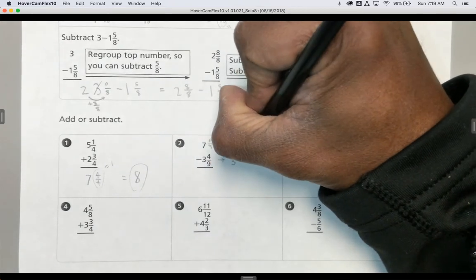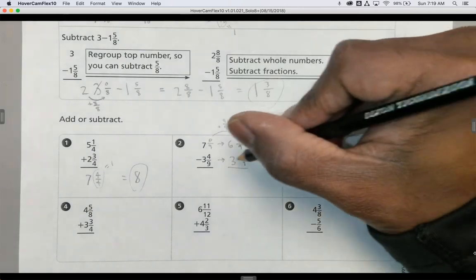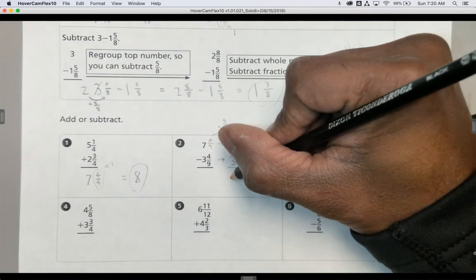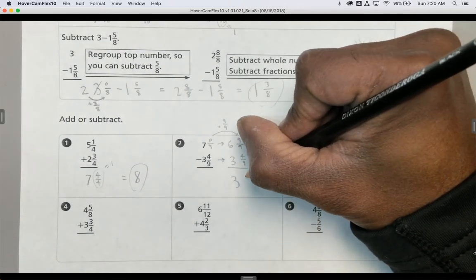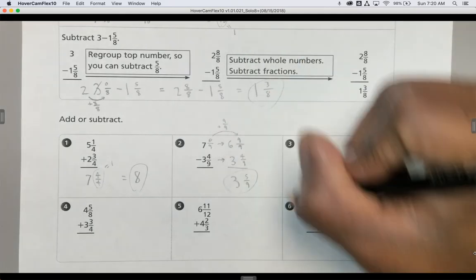This mixed number can stay the same. Now let's finish the job. Whole numbers first. 6 minus 3 is 3. 9 over 9 minus 4 over 9 is 5 over 9. 3 and 5/9 is our final answer.